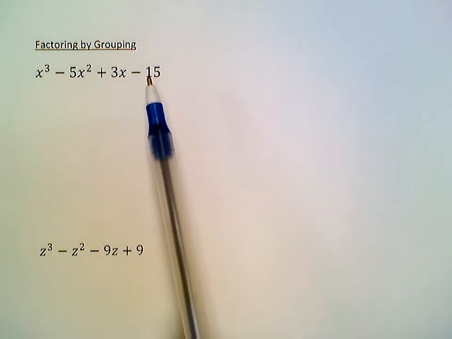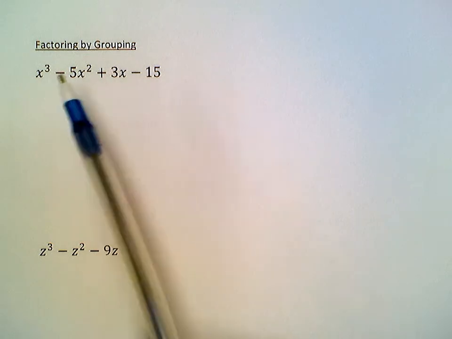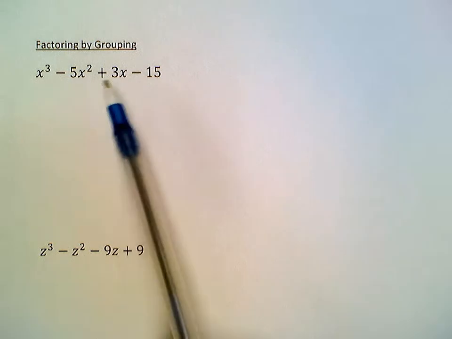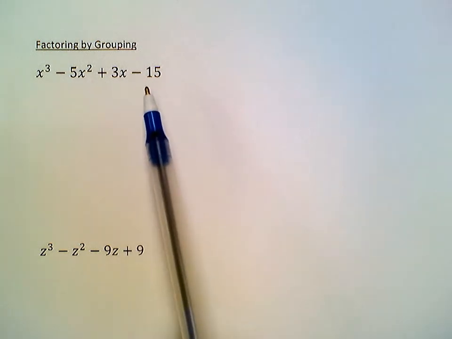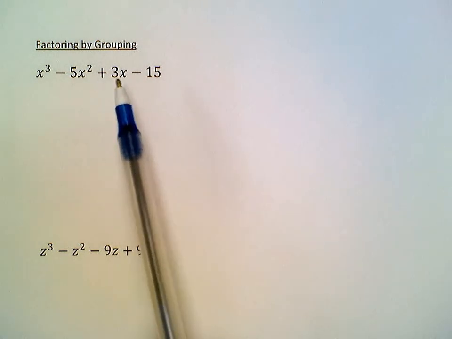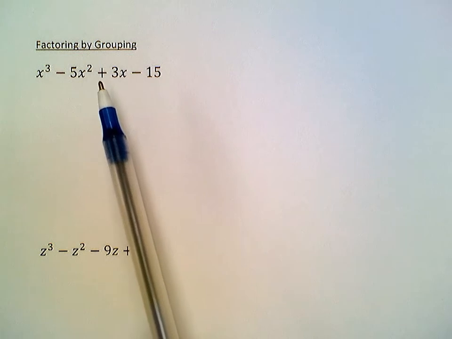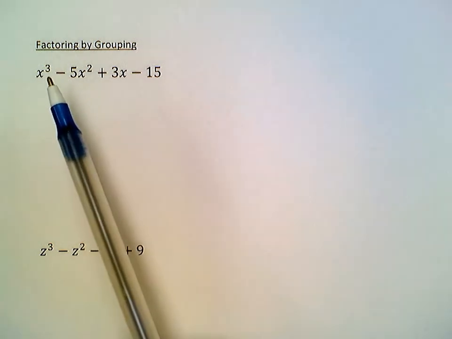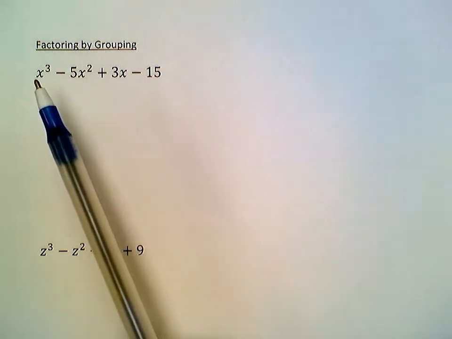Now notice there's nothing that I can take out of all four terms. I can't take an x out because this last term doesn't have an x. I can't take a 3 or 5 out because this first one doesn't have any coefficient except for 1.